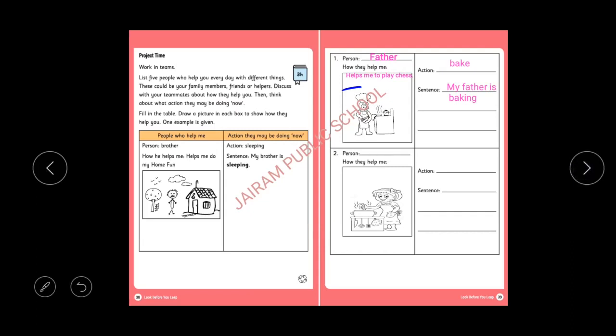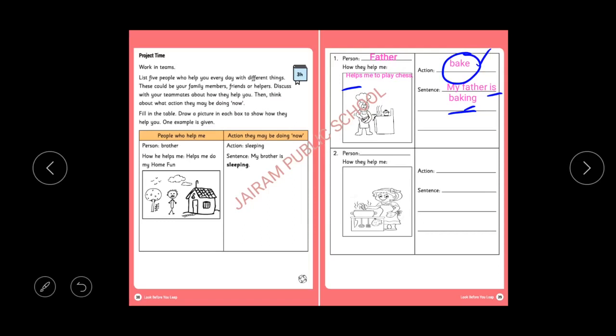Action, I have written here bake. This is the actual action word. Look at the sentence: My father is dash, is baking. Is is the be form verb. Bake is the action word. We have added ing with that. So, my father is baking. This is an important activity which will make you express your understanding. Okay, you can demonstrate here.